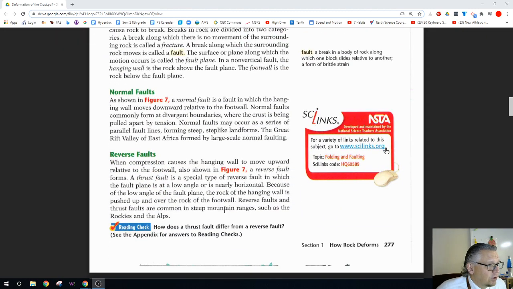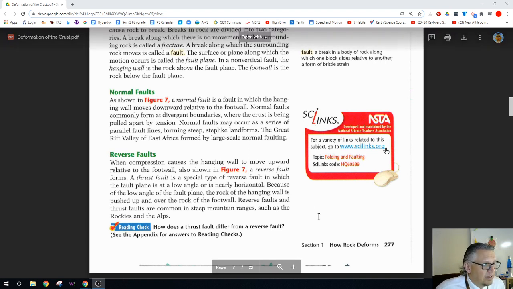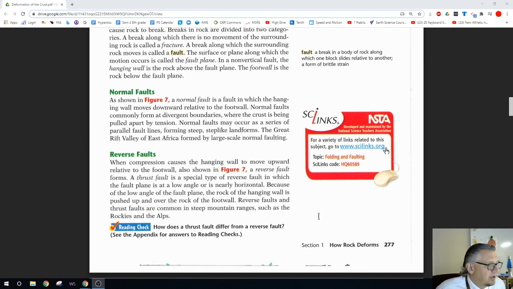A reverse fault. When compression causes a hanging wall to move upward relative to the footwall, as shown in figure 7, a reverse fault forms. A thrust fault is a special type of reverse fault in which the fault plane is at a low angle or nearly horizontal. Because of the low angle of the fault plane, the rock of the hanging wall is pushed up over the rock of the footwall.